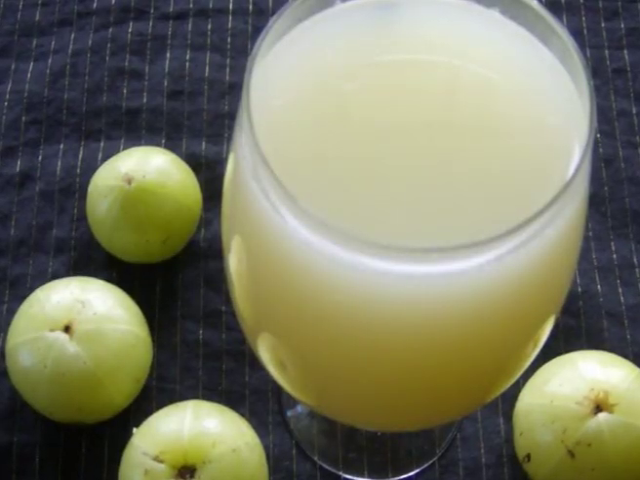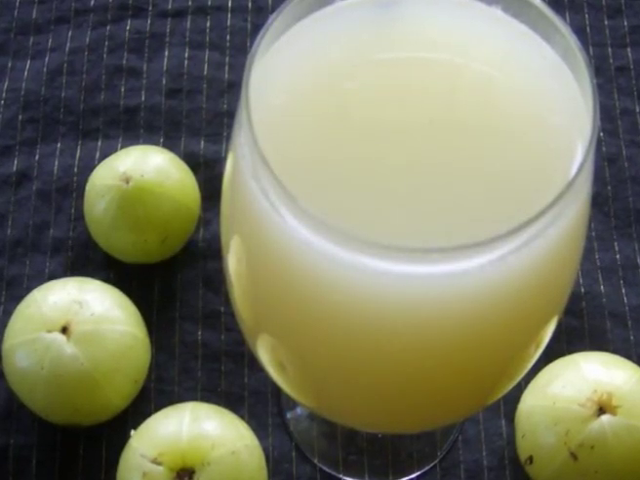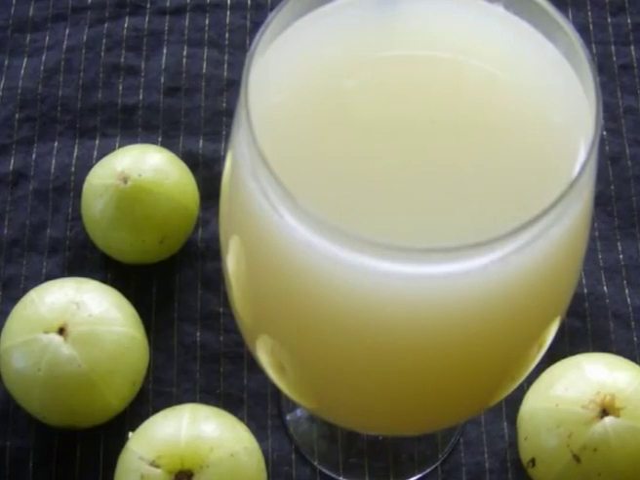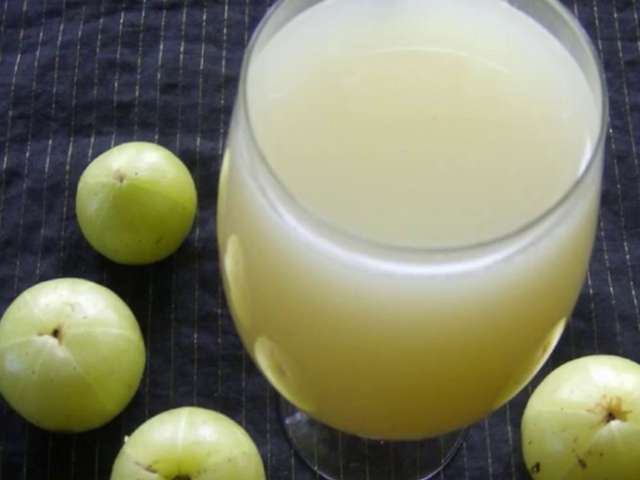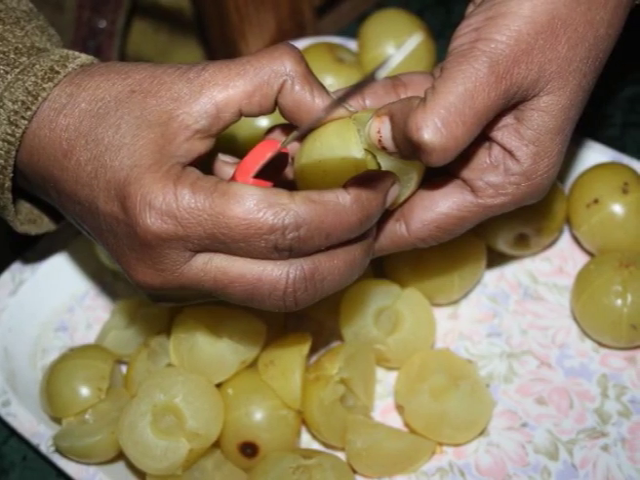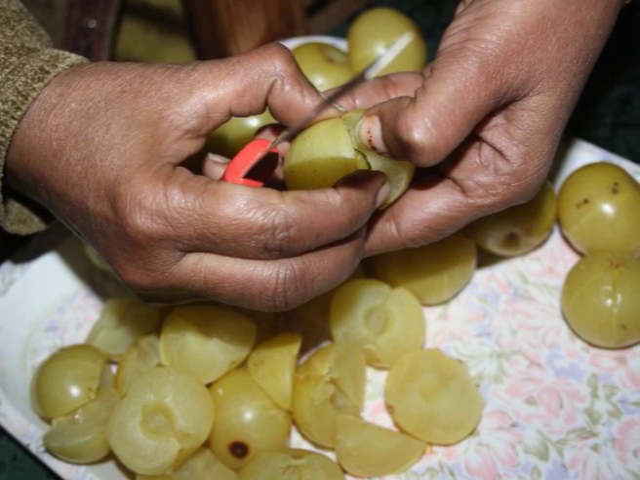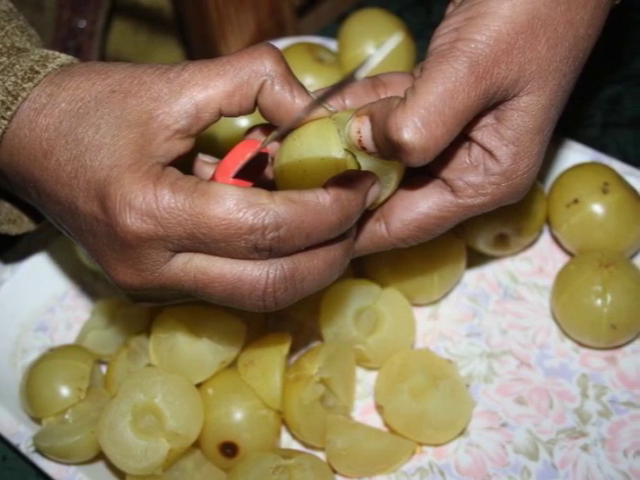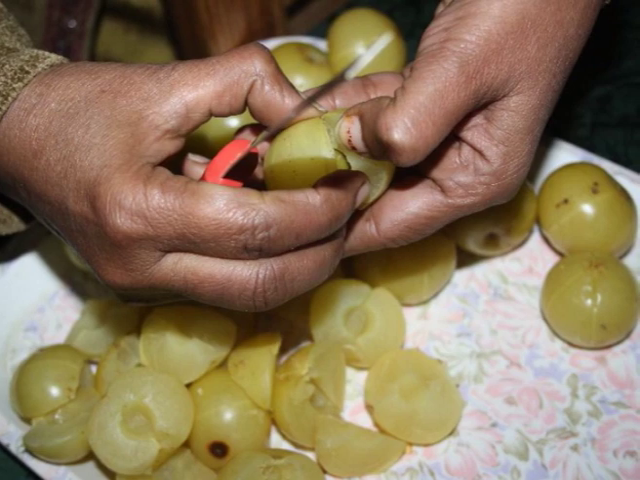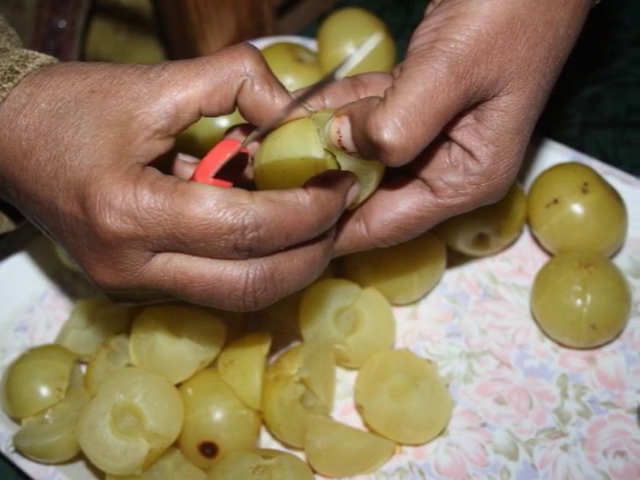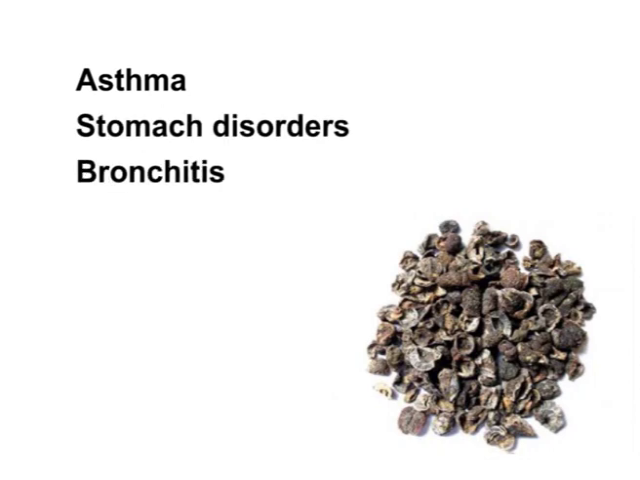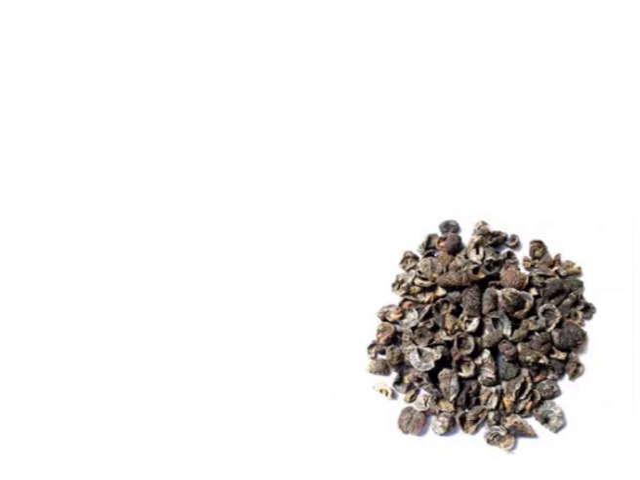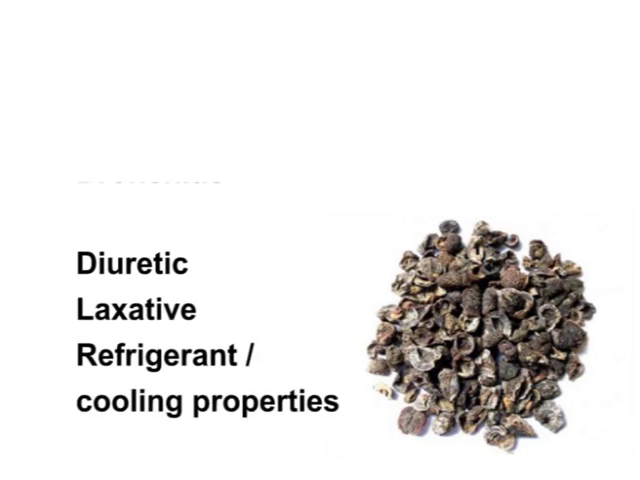It is important to mention here that alcoholic extract of amla fruits has shown antiviral, antibacterial, and antifungal properties. It is not only that the amla fruits are useful and have medicinal value, the amla seeds are also useful in pharmacy. They are useful in asthma, stomach disorders, and bronchitis. They also possess diuretic, laxative, and refrigerant, that is, cooling properties.